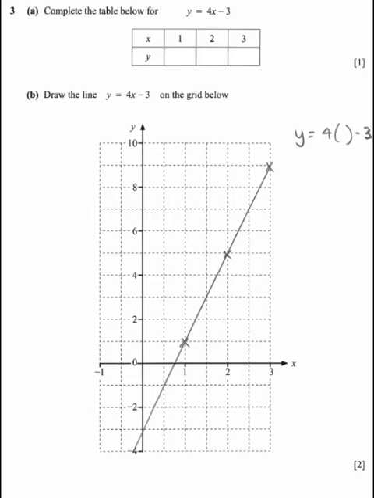That's what that means. So we take the 1 from the x there, 4 times 1, take away 3, and that's 1. Then we do the same for 2, 4 times 2, take away 3, and that would be 5. Then you do the same for 3, so 4 times 3, take away 3, is 9. And as you can see, the points on there are (1, 1), (2, 5), and (3, 9). And then you just draw your straight line.